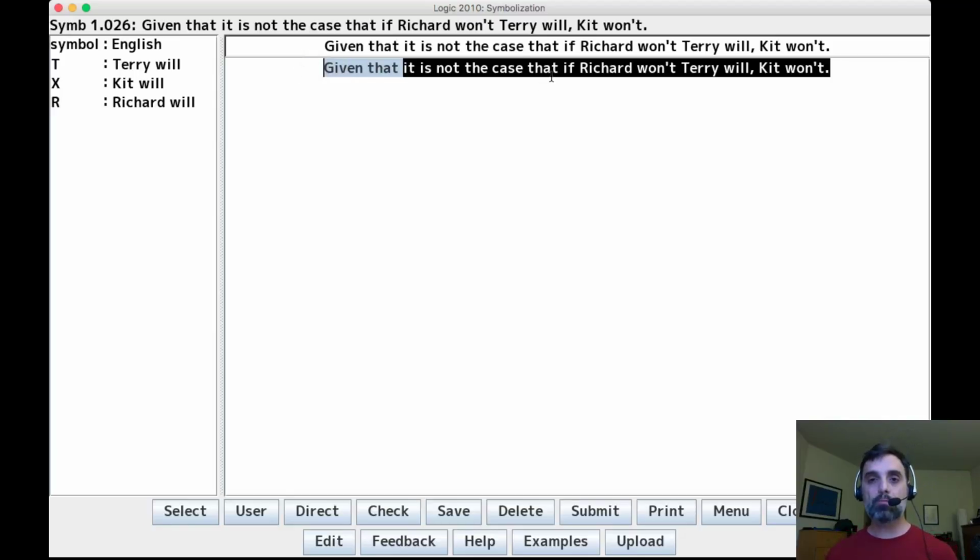Okay, so could this if be the main connective? Well, if it was, then we would have to divide the sentence. If we remove it, we should be left with exactly two sentences.